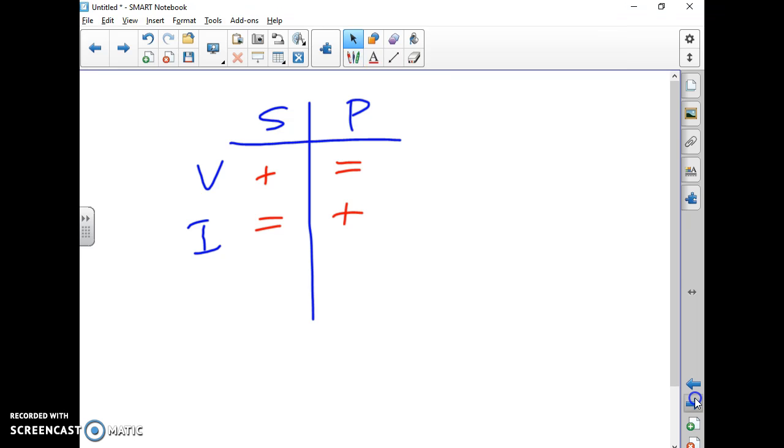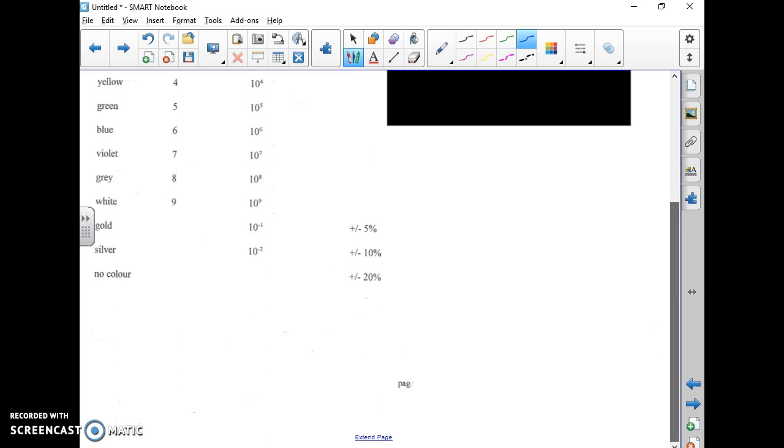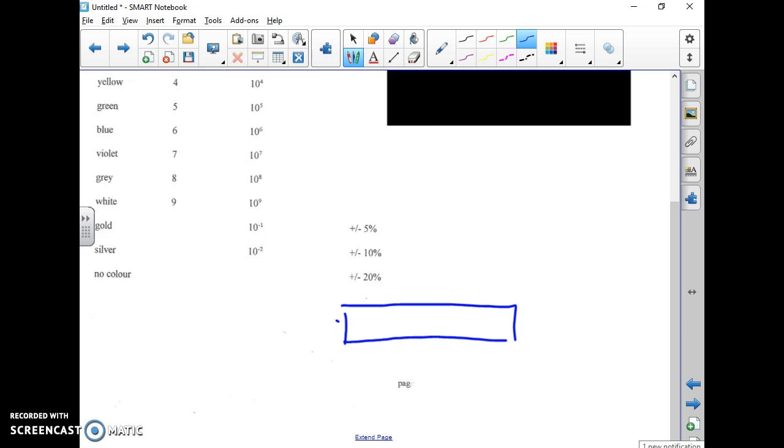Now what does a resistor actually look like? Well, what you're going to see is the supply teachers handed out this resistor sheet here. And what I've got here is a photo of a resistor. Now what you're going to see on here is 4 stripes. And I'm just going to draw it down here so I can exaggerate it a little bit. Okay? And you can include this in your notes as well. Now you're going to have 4 stripes.